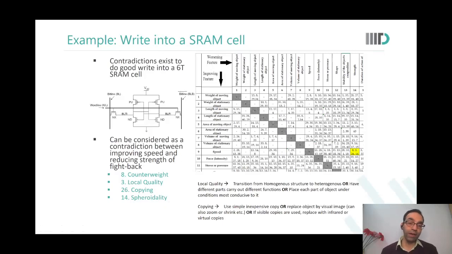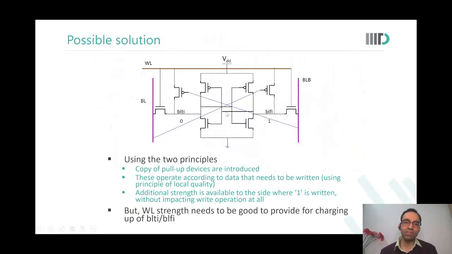And what I could find was that this local quality is an inventive principle that I could easily come up with interesting solutions with. Copying was another idea which I could use much more easily. And we entered into the design phase. We designed a new memory cell which had copies of these PMOSes, whose strength was a point of concern. And we added these locally inside the memory cell, not at the entire memory level, and so on.